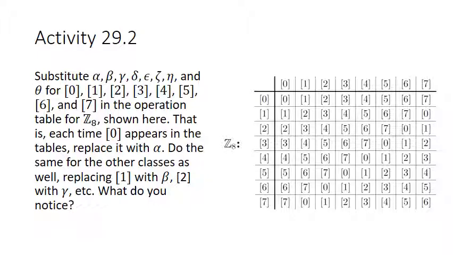So I want you to try substituting the Greek letters alpha, beta, gamma, delta, epsilon, zeta, eta, and theta for 0, 1, 2, 3, 4, 5, 6, and 7, the congruence classes in Z8. So the table here is the operation table for Z8, and so what you're going to do is whenever you see a 0, you're going to replace it with alpha, and then you're going to replace all the 1s with betas, and just proceed like that in order. And then I want you to see what you notice when you do that.